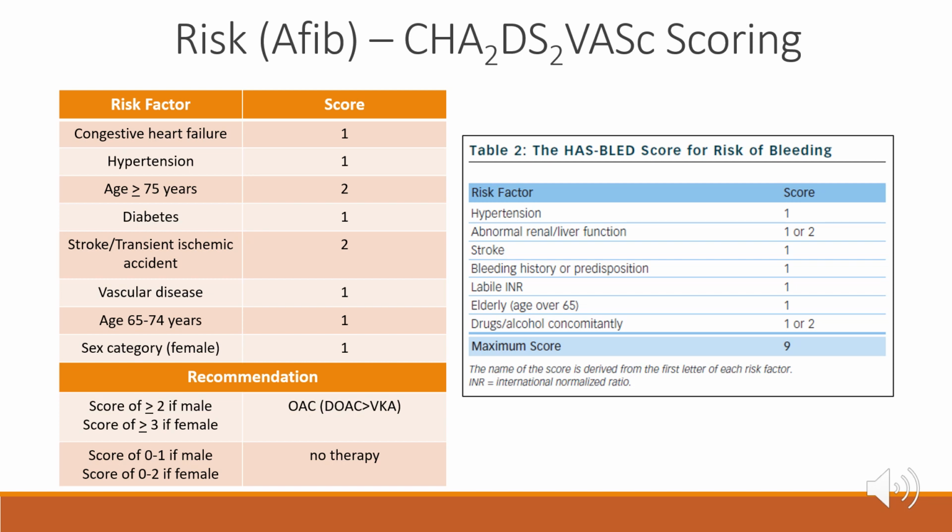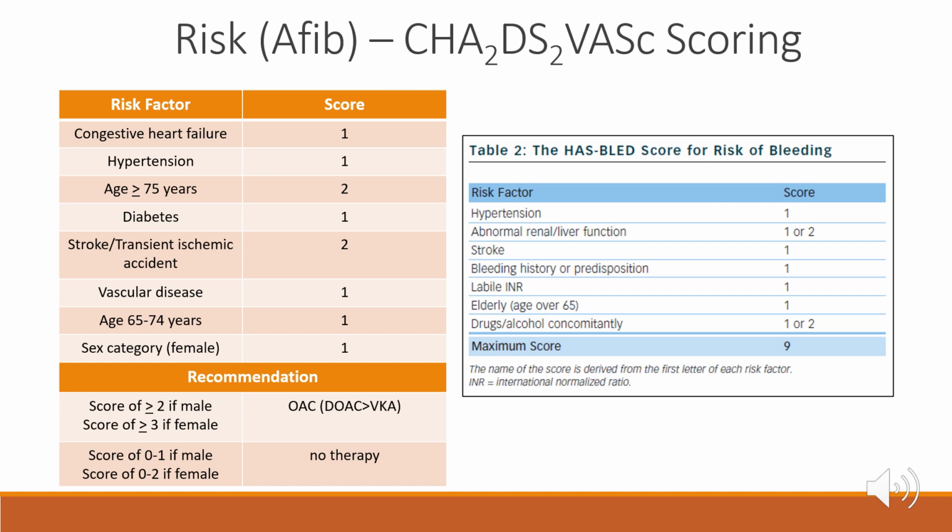When interpreting how to use this CHA2DS2-VASc scoring tool, if a patient has a score of 2 or greater for males, or a score of 3 or greater for females, the current AFib guidelines from 2019 recommend anticoagulation to lower the risk of a thromboembolic event. Now, when choosing a specific anticoagulant, direct oral anticoagulants, which will be discussed in more detail later on, are the preferred agents over vitamin K antagonists, such as Warfarin.